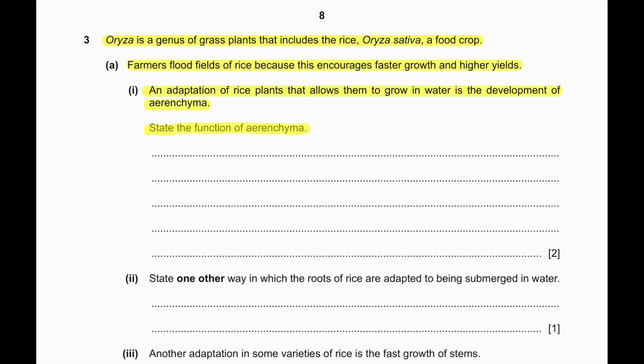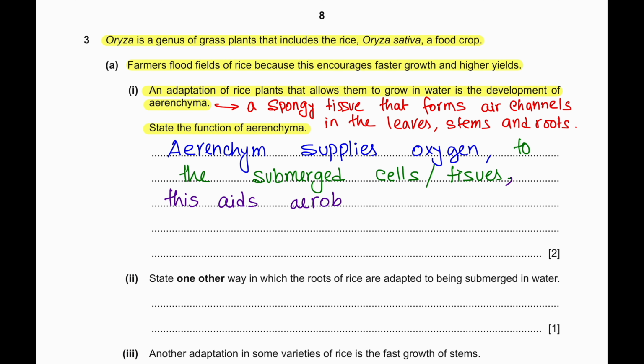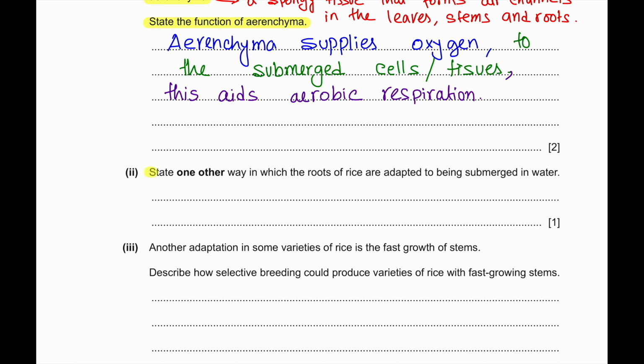State the function of parenchyma. Parenchyma is a spongy tissue that forms air spaces or air channels in the leaves, stems and roots. So the answer can be written: parenchyma supplies oxygen to the submerged cells / tissues, and this aids aerobic respiration for those portions. State one other way in which the roots of rice are adapted to being submerged in water.